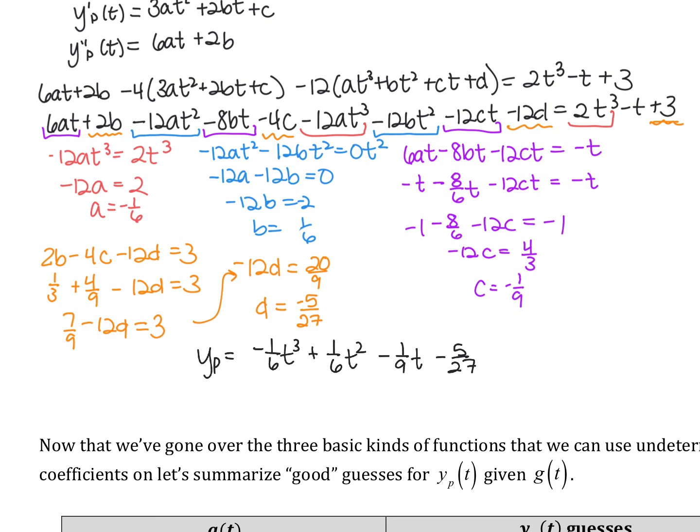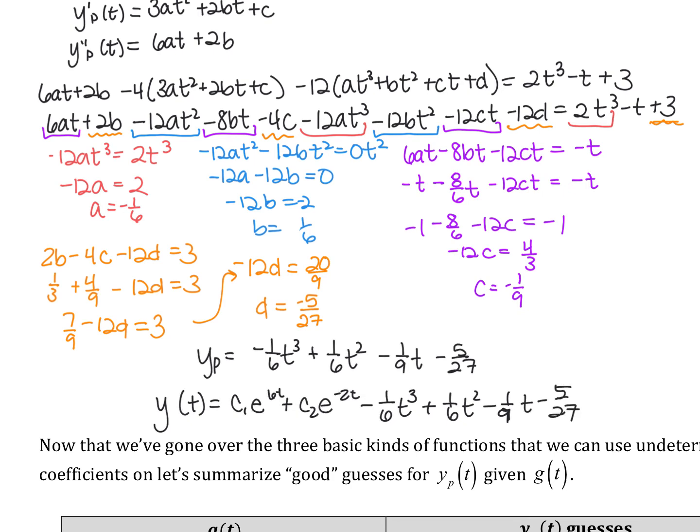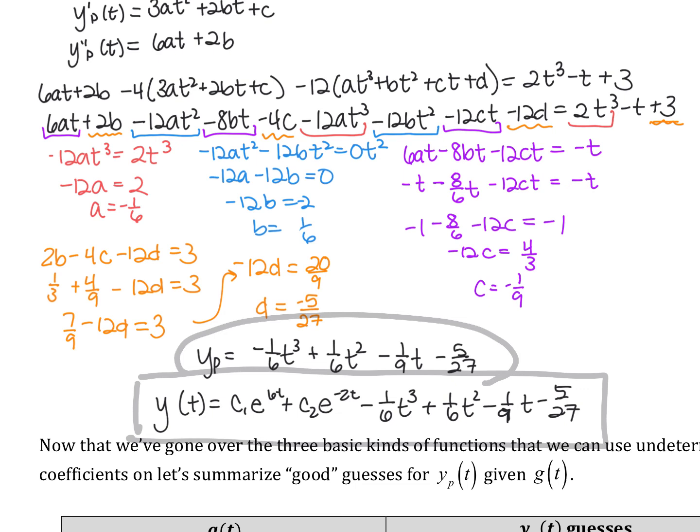So if we wanted to find the general solution, I did not ask you for this, but my general solution for this would be the complementary solution plus all of this particular solution, minus 1/9 t minus 5/27. So this would be my general solution. Now, really all I asked you for was the particular solution, not the general solution, which is that part.